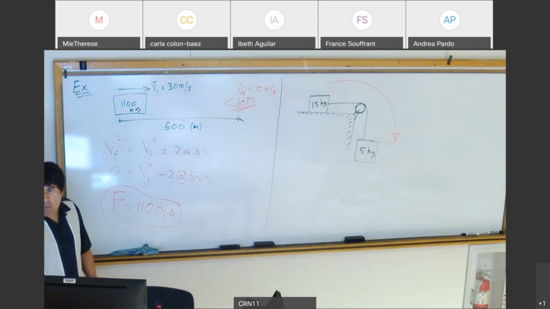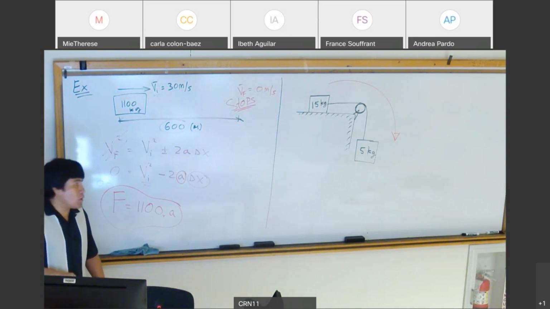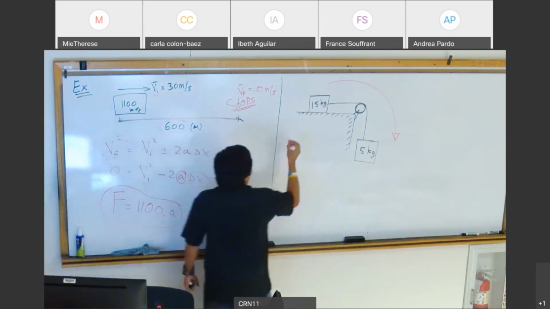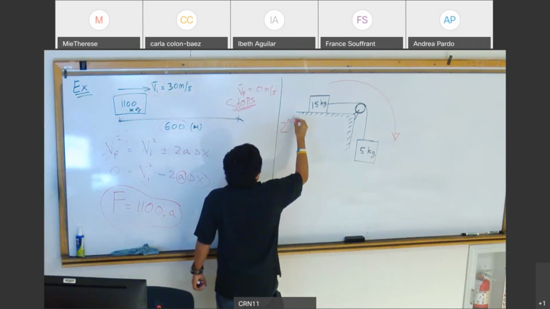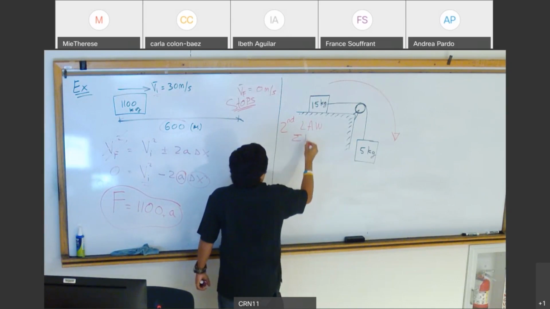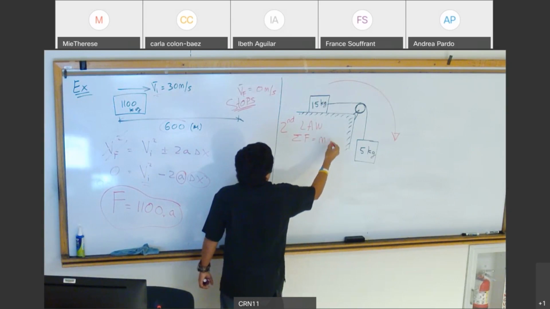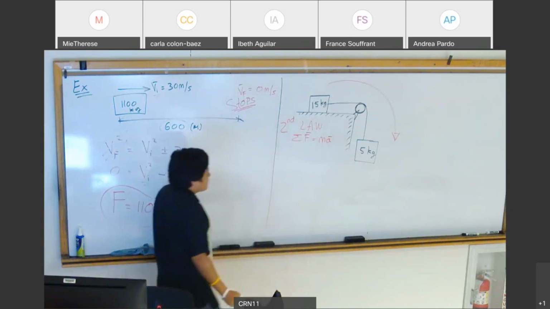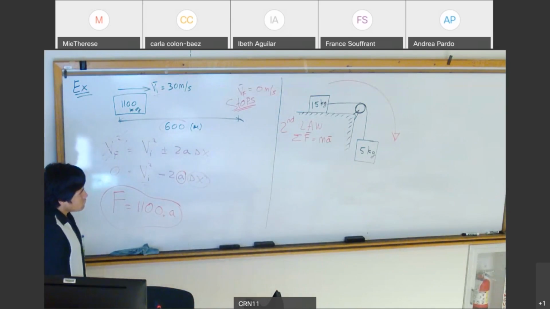So, how do we find the acceleration? As soon as they tell you acceleration and motion, you have to remember Newton's second law. If you attempt this problem, remember Newton's second law: the net force acting on the body is equal to mass times acceleration. So we need to see what forces are acting on the body that are making those objects move.